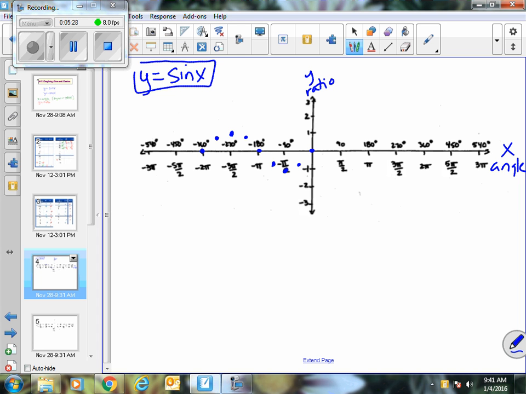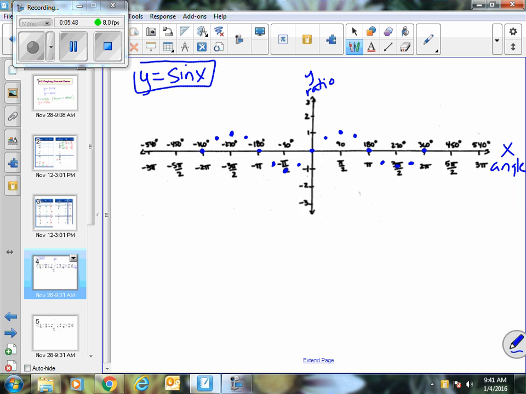So I'm going to keep going here. So at 45, halfway in between 0 and 90, that would be up at 0.7, square root of 2 over 2. Then 90 was 1. 135, square root of 2 over 2. 0, negative square root of 2 over 2. Negative 1. Negative square root of 2 over 2, and then back to 0.